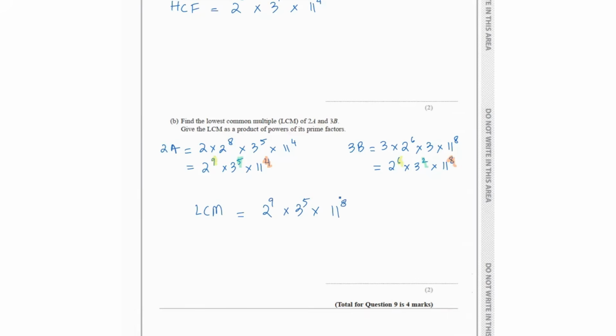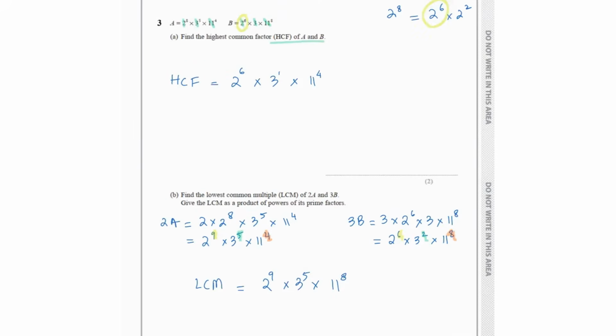You will not combine the powers. You will not subtract the powers. You will not pick the lowest power. You will pick the highest power for LCM. For HCF, you pick the lowest power. For LCM, pick the highest power. It says give the LCM as a product of powers of its prime factors, so we will leave the answer as it is. We don't need to further simplify it because they want the answer as a product of powers of its prime factors. So this is that format. So that's how you find the LCM and HCF.